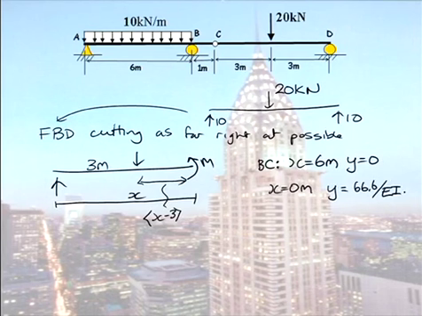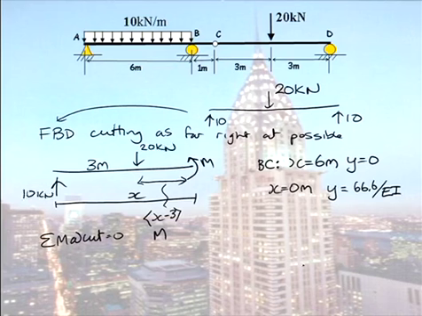So we know the value there now. That's why you have to work from one side to the other side. We couldn't have started here. We didn't have that second boundary condition yet. Okay, so taking moments at the cut, I have M minus 10x plus 20(x minus 3).